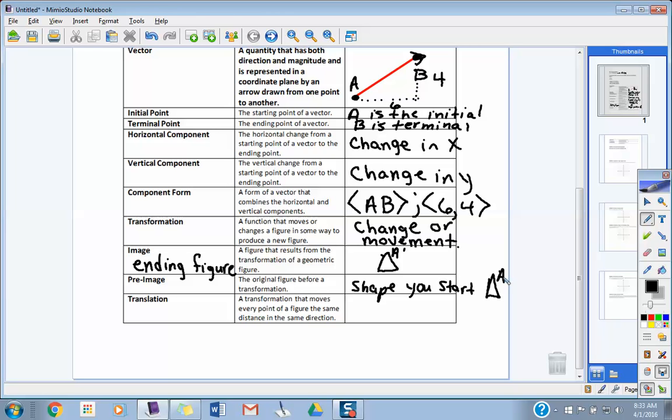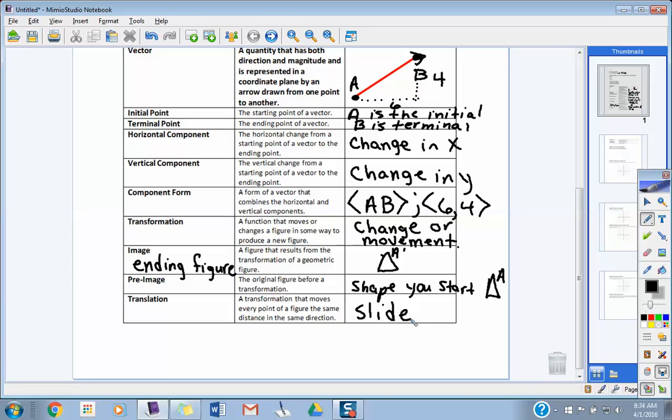Okay? All right, guys, the word translation, and this is what we're going to focus on. This is a specific transformation that we're going to focus on today. Translation is a transformation that moves every point of a figure the same distance in the same direction. Okay? All you need to know is that this is some kind of slide movement. It's a slide movement. You're either moving left, right, up and down, or a combination of those directions. You can move left and up. You can move left and down. You can move right and up. You can move right and down. And it's really pretty easy. Okay?